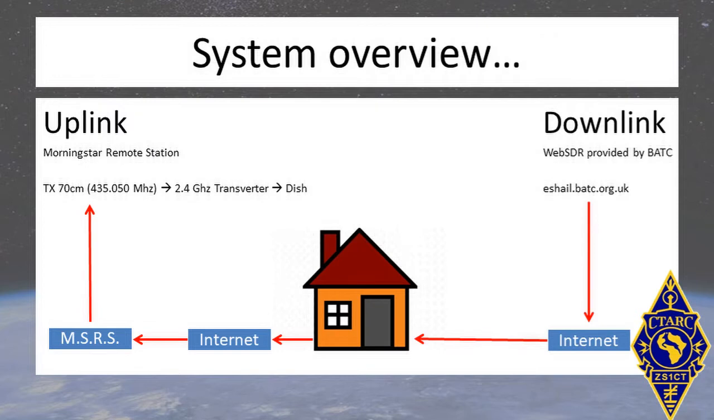Here is an overview of the system. The uplink transmission to the satellite is via the Morningstar remote station. However, for the downlink from the satellite, we will use the web software-defined radio service provided by the British Amateur Television Club.